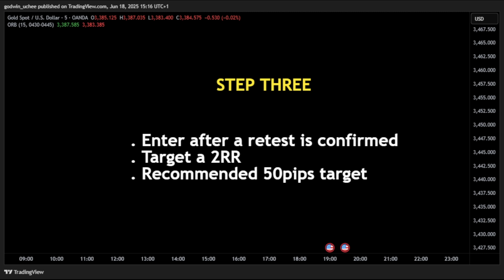Once you've been able to confirm your retest, then you can enter the trade. You're going to be targeting a 2R multiple. A 2R multiple simply means for every $100 you're risking, you should be able to make $200. For every $1,000 you're risking, you should be able to make $2,000 out of the trade. Based on our track record of monitoring and using this strategy, we recommend you target a 50 pips target. This is going to make you consistent in profits and also keep you profitable.